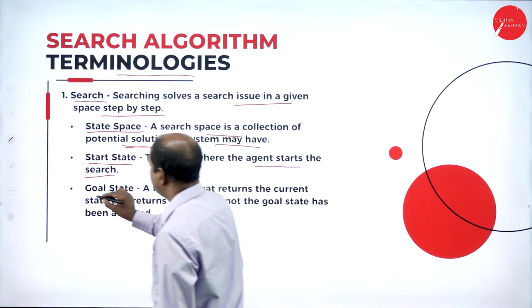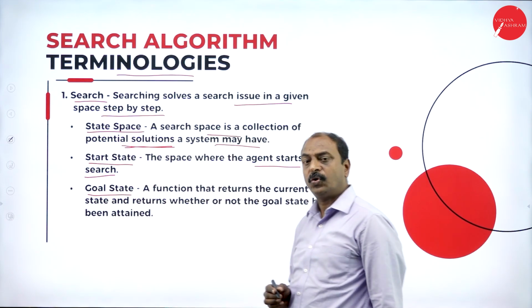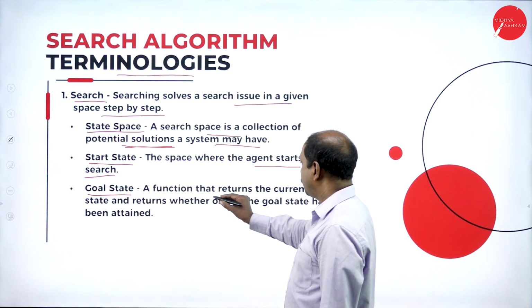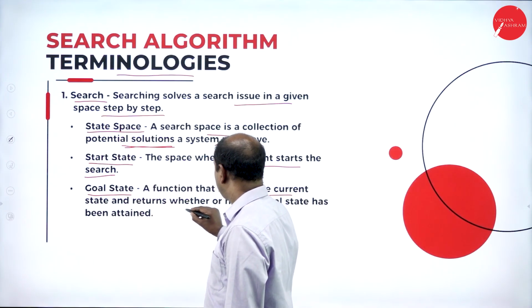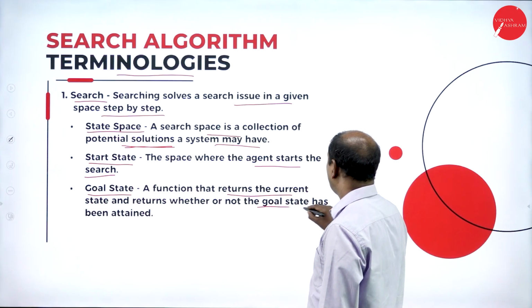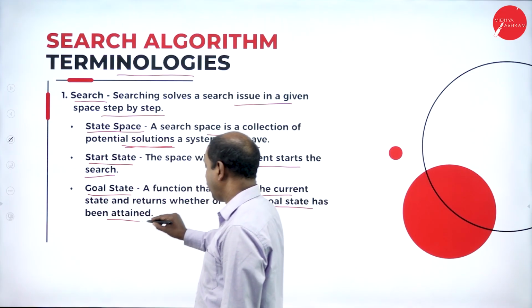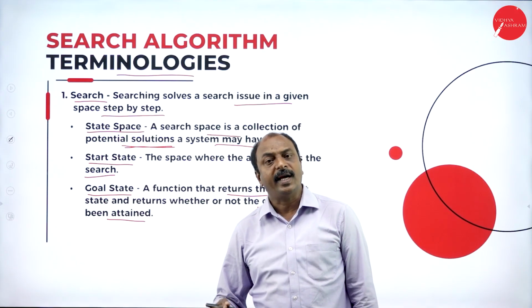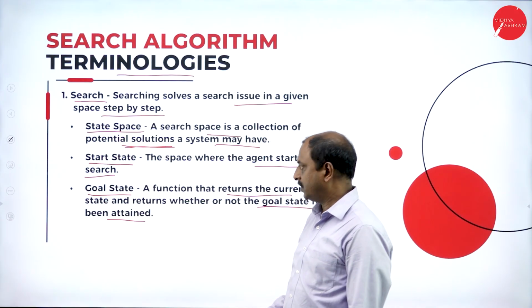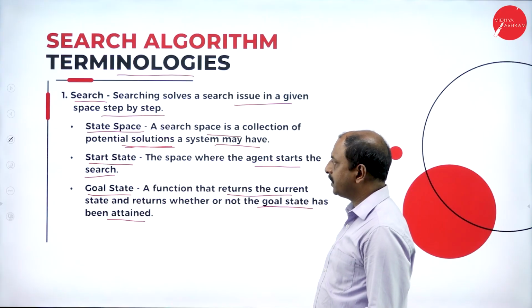Next one is goal state. What is the definition of goal state? It is a function that takes the current state and returns whether or not the goal state has been attained. So it is a state to represent whether the goal has been reached or not. These are the different technical terms.